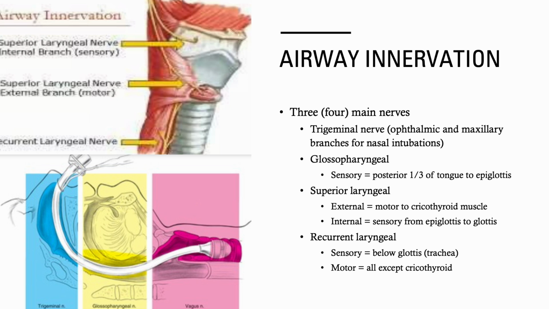The recurrent laryngeal nerve, from a sensory standpoint, takes over at the level of the glottis and innervates the upper trachea. And the motor innervation of the recurrent laryngeal nerve are all of the muscles of the larynx except the cricothyroid. If you are intubating through the nose, you also have to block the trigeminal nerve, and that comprises 2 branches, both the ophthalmic branch and the maxillary branch.